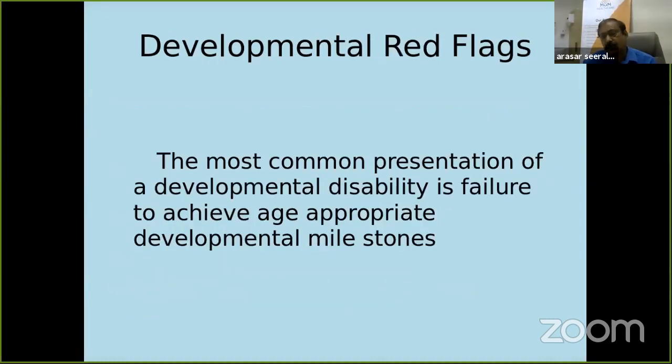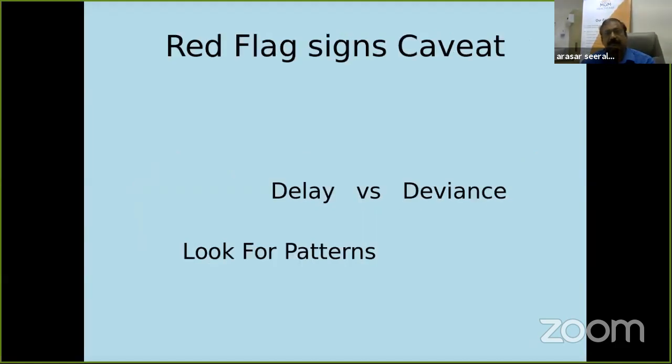So what do red flags actually mean? Red flags actually mean indicators that denote that there is some developmental problem. The most common presentation would be a failure to achieve an age-appropriate developmental milestone. One needs to also be careful about some babies exhibiting delay and some babies having a little bit of deviance from the normal. And one needs to keep this in mind before labeling any baby as a developmentally delayed baby.